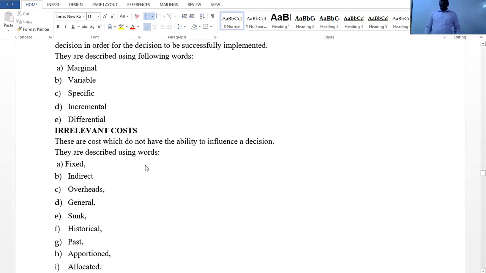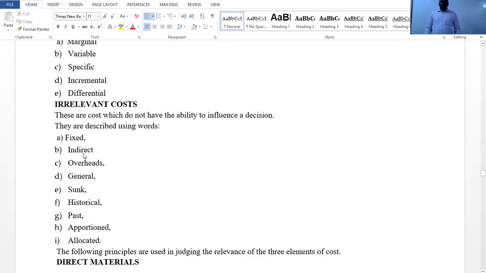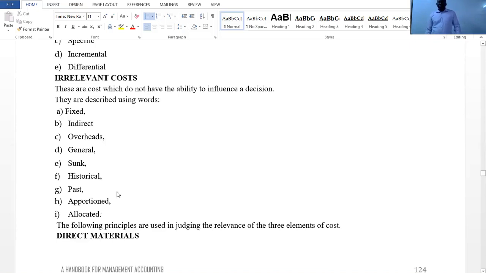Again, these ones are described using very many words. We use the word fixed, the word indirect, overheads, but we also have variable overheads, and it's good to note that. Then we use the word general, the word sunk, the word historical, the word past, the word apportioned, the word allocated. So you can see this one has very many words.